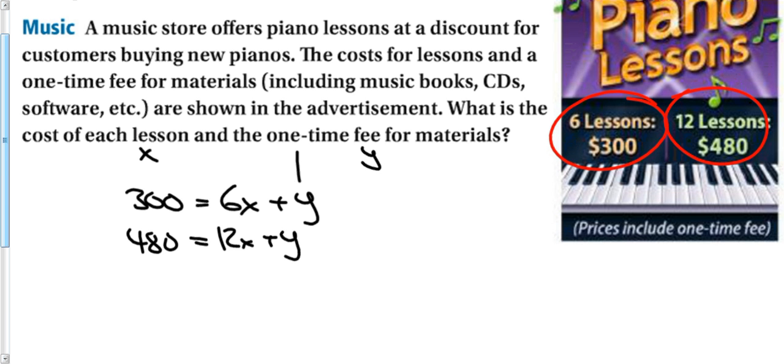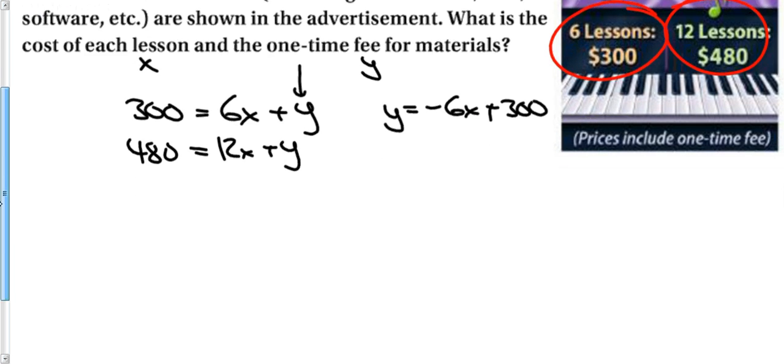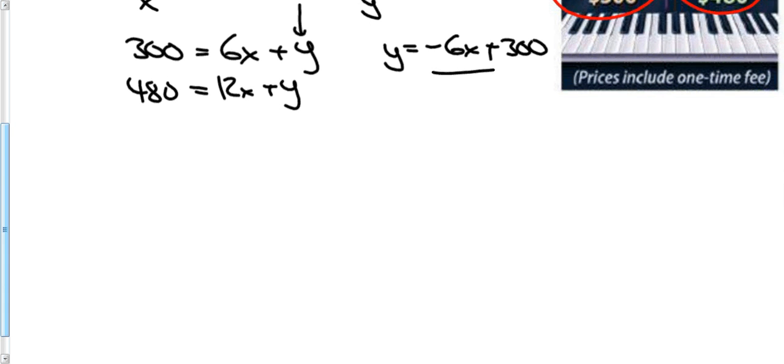Let's isolate that y right there. That y in the first equation, this guy. So get it by itself. I'm going to subtract 6x from both sides. So that's going to leave me a new equation with y equal to negative 6x plus 300. Because y is equal to that, I can substitute this new expression into my other equation. Now that's important. You don't want to plug it back into your original equation.